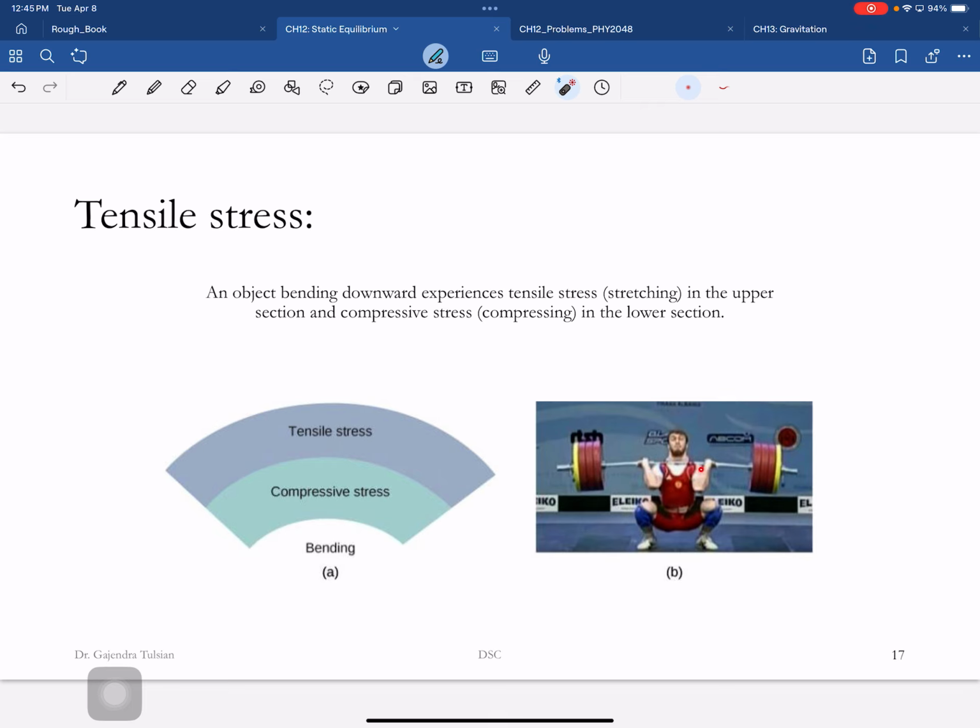All right, so let's say this is just a rhetorical question. So here's a bar, and when you're lifting the bar, it bends like that, and so the top portion is under tensile stress, and the bottom portion is under compressive stress. So if at all the bar were to crack, that's where the cracks would develop. Right? You guys understand?